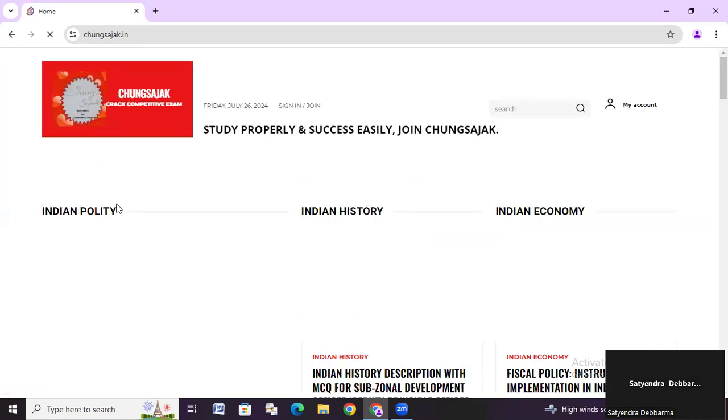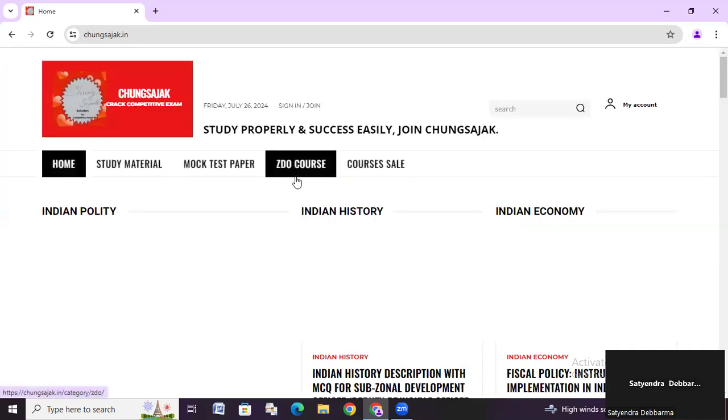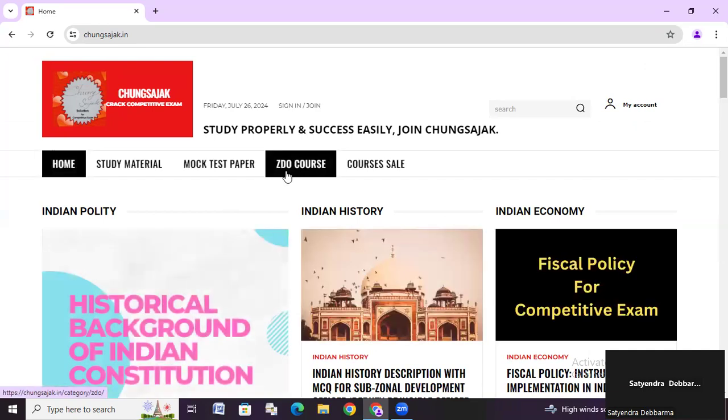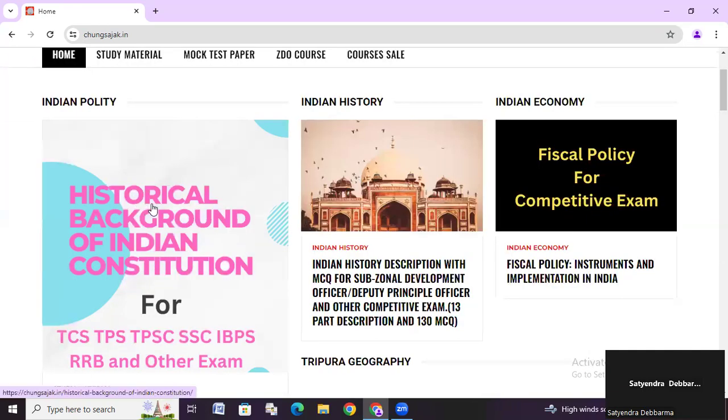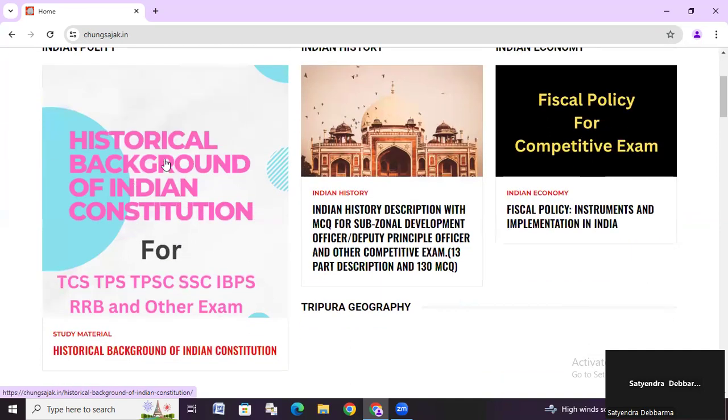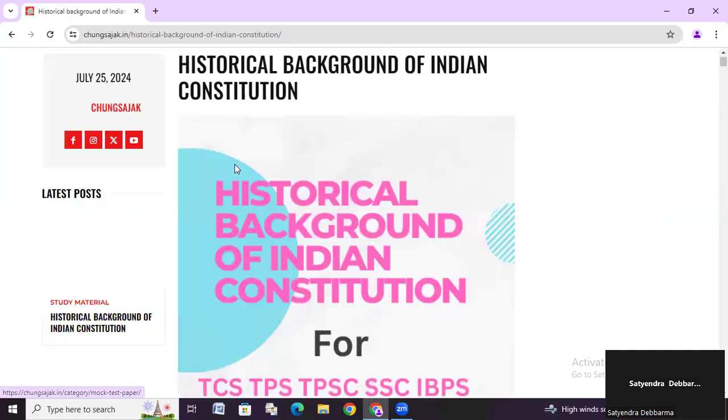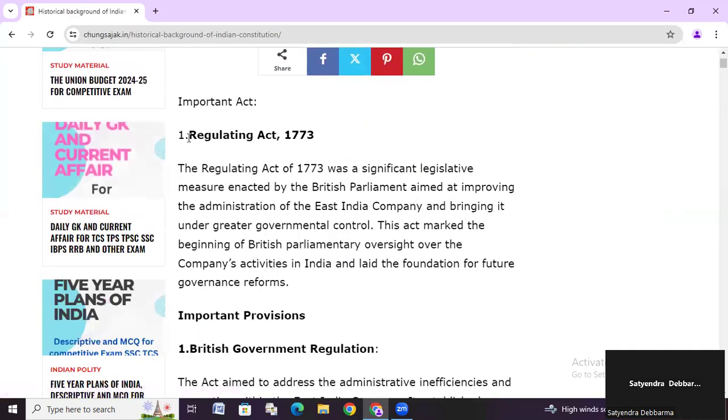For SSC CGL and UPSC exam, the historical background of Indian Constitution is the most important topic. Click on historical background of Indian Constitution, most important.